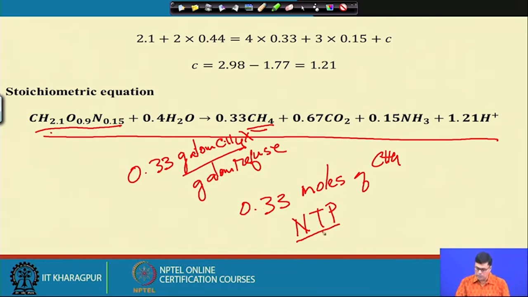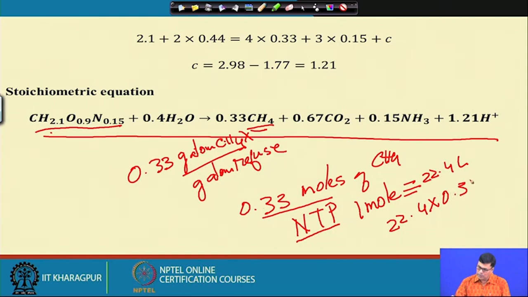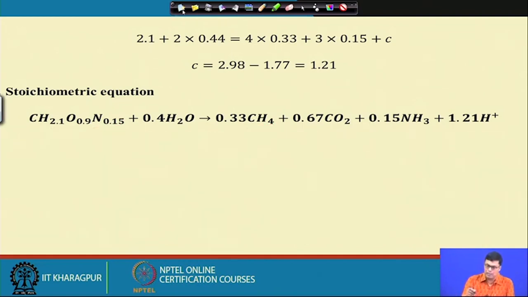What is the normal temperature and pressure? Temperature is 0 degree centigrade and pressure is 1 atmosphere. At NTP, 1 mole of any gas, what is the volume that we have? 22.4 liters. Am I right? So if you know this many moles, you multiply 22.4 into 0.33, then this many liters of methane will be produced per gram atom of this refuse. Now if you divide by the molecular weight of this refuse, then you can find out how much methane is produced per gram of refuse. That you can easily calculate.